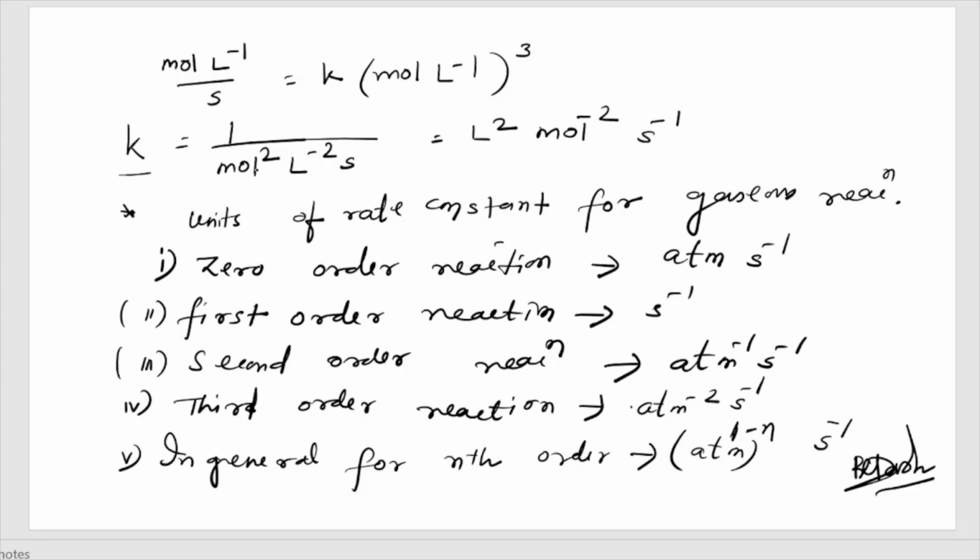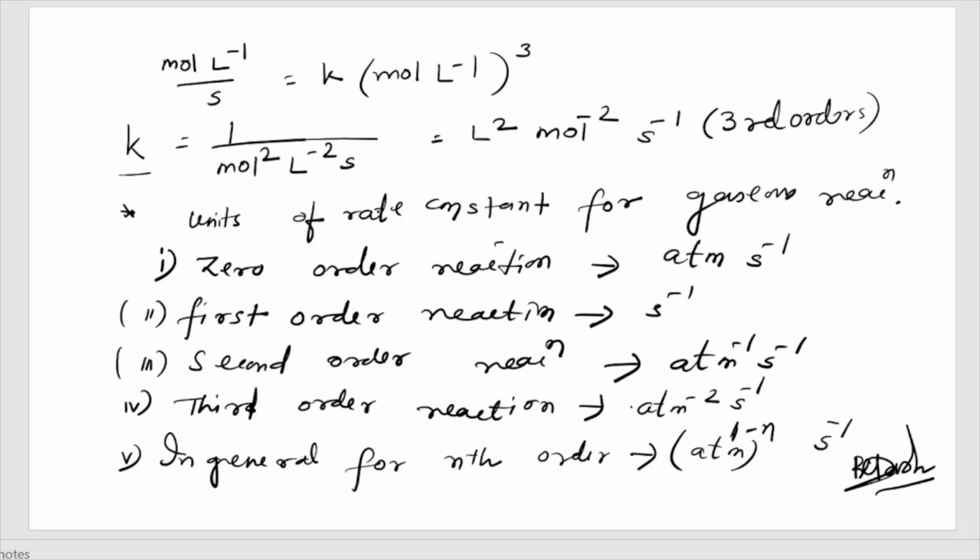Similarly, here mole changes to minus 2, L changes to 2 only, and S changes to S minus 1. So what is the answer? L square mole inverse 2 second inverse. This is the answer for third order. Remember, this is the third order. So how many orders do you know till now? 0 order, first order, second order, third order. So most important are 0 and first order.